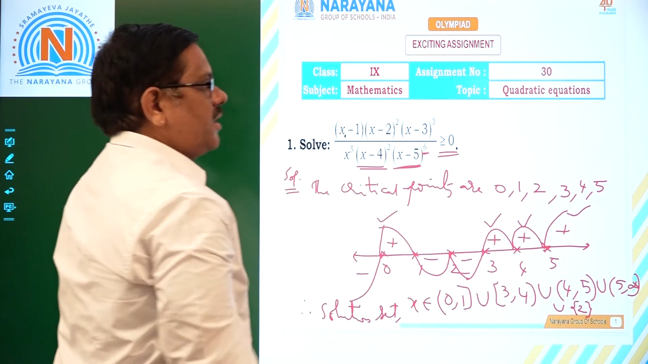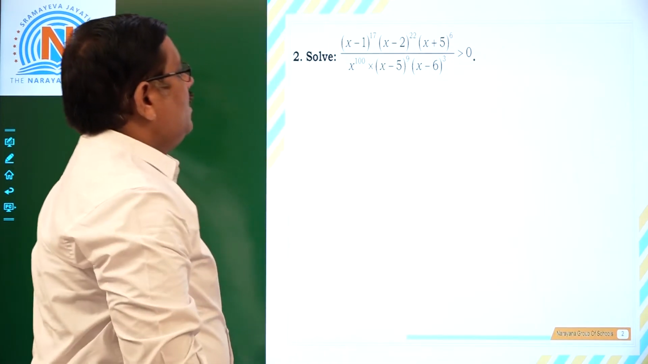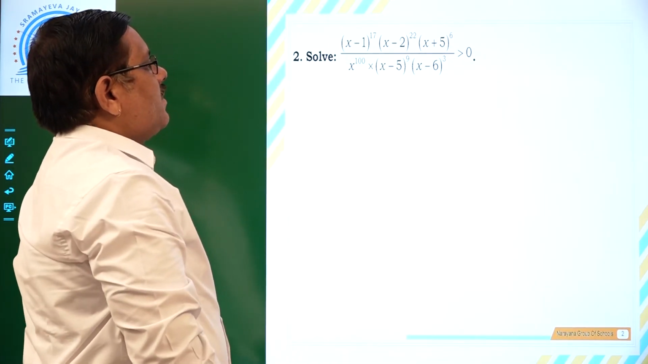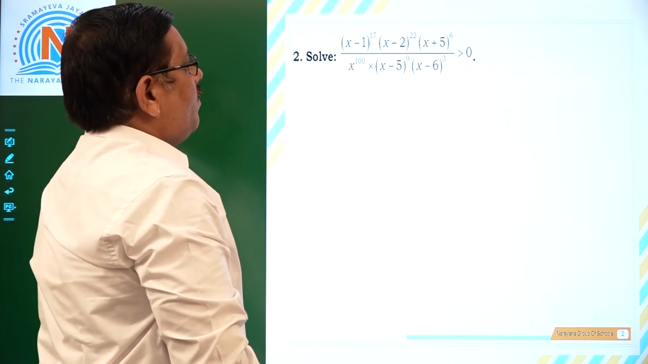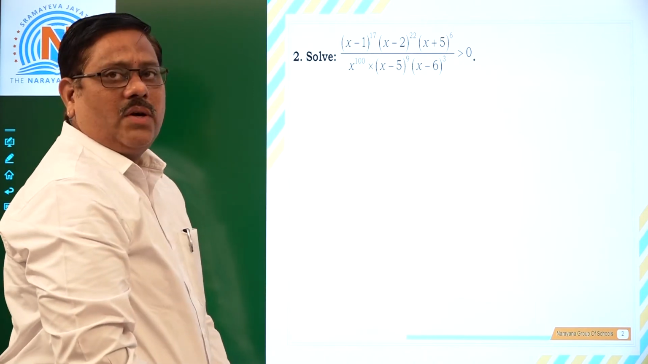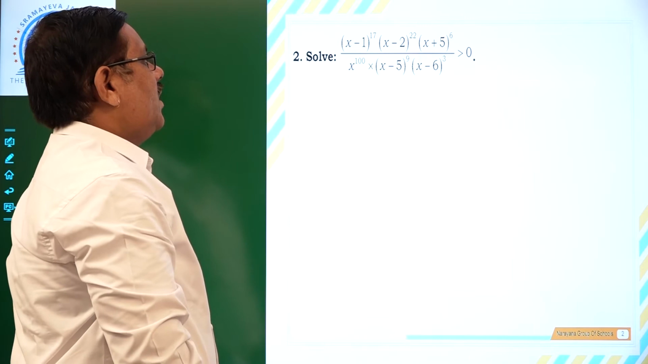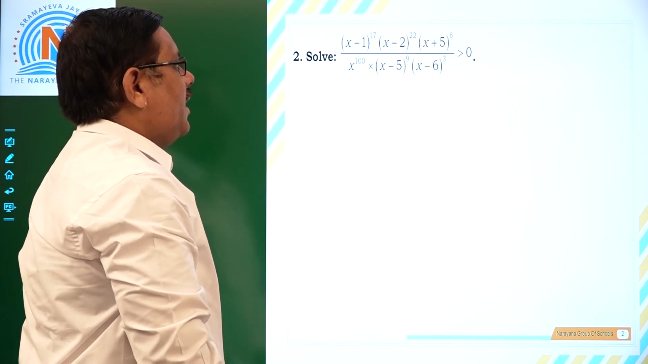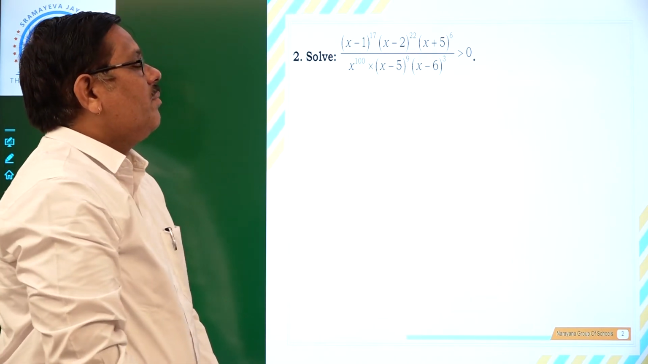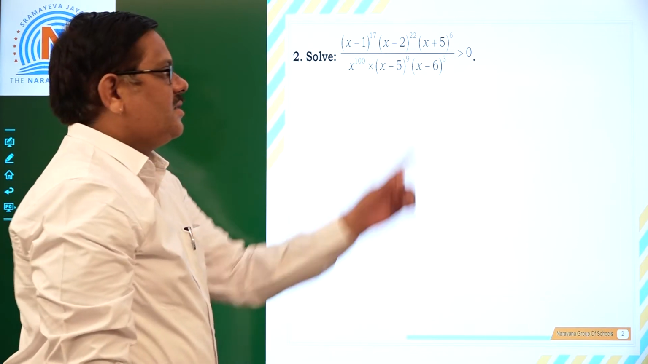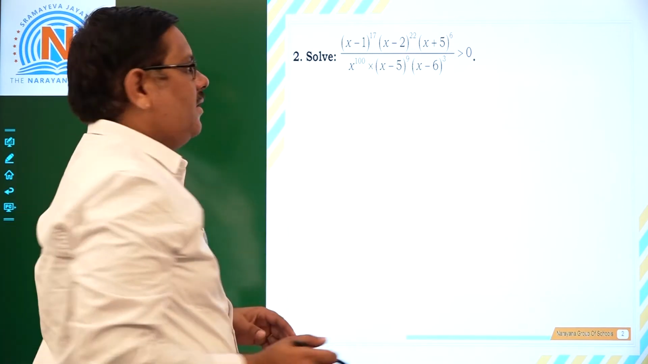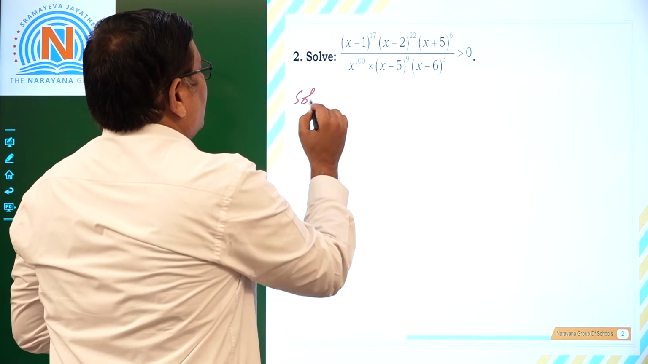Okay. Now we will move to the next question. Solve (x minus 1) whole power 17 times (x minus 2) whole power 22 times (x plus 5) whole power 6 by x power 100 times (x minus 5) whole power 9 times (x minus 6) whole power 3 greater than 0. It is strictly greater than 0. No equality is given. Anyway, now let us start.